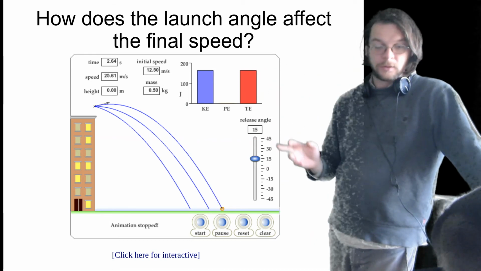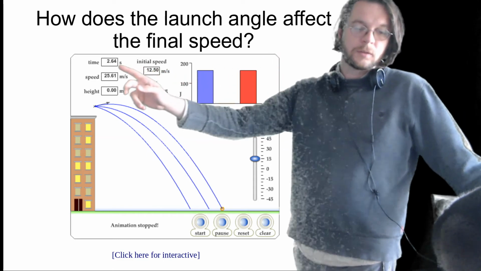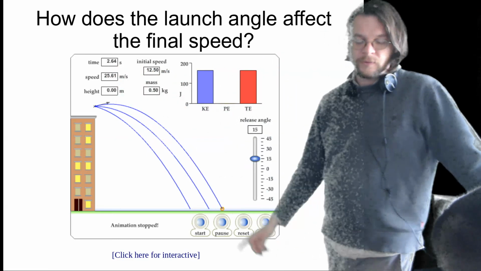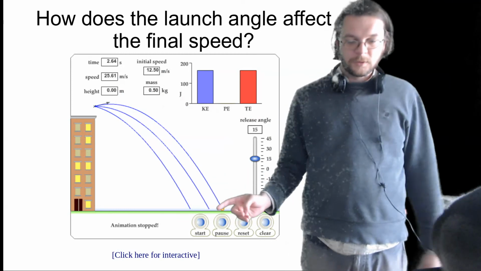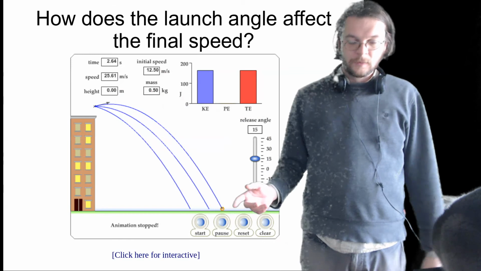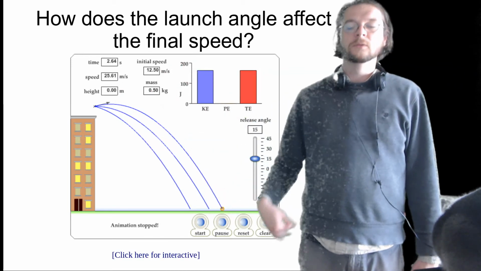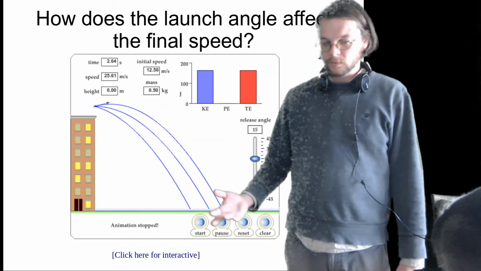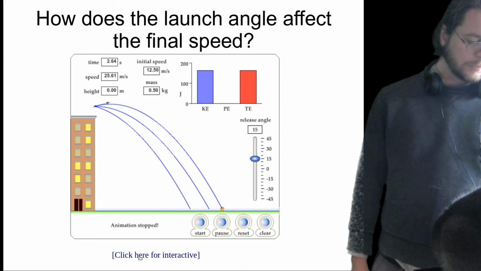So I'm going to open this up in a browser, and the question is, does the launch angle affect the final speed? So the current speed is here. And by final speed, a lot of these problems, you think that the final speed would be 0, right? Because it's landing on the ground. That would be the obvious answer. But no, what they really mean is the speed the moment before it hits the ground, I should say. So let's go ahead and click this thing, see what it does.